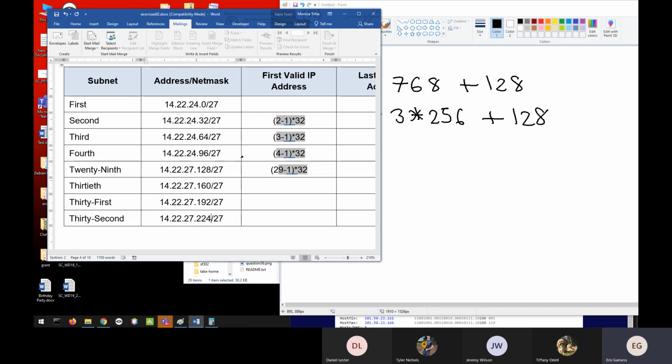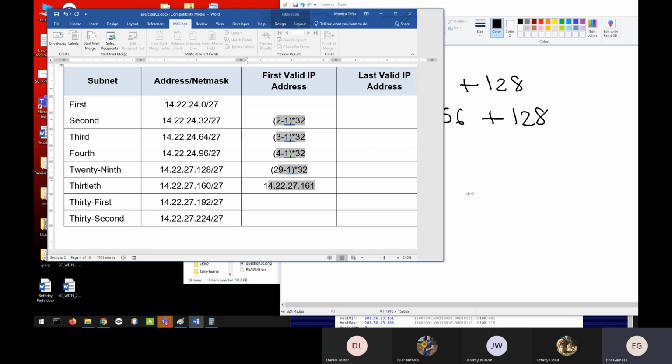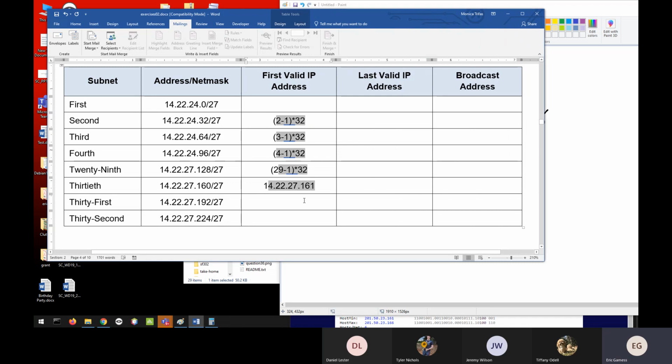So those are the subnetworks. So we can compute, for example, if I want to do this one, it's easy. 14.22.27.161, isn't it? Now, the broadcast address will be 1 before this one. 1 before this one will be what? 191 here. The last valid IP address will be 1 before 191. It will be 190. Okay?